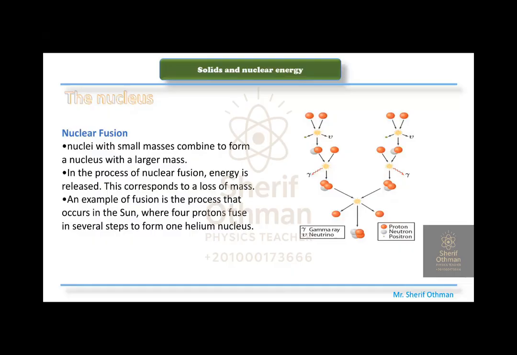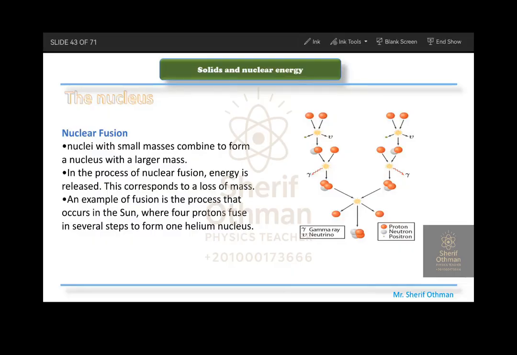Nuclear fusion is the merging of two nuclei to form a larger nucleus, which may be unstable after that. So in nuclear fusion, nuclei with small masses combine together to form a nucleus with large mass. In the process of nuclear fusion, energy is released. This corresponds to a loss of mass. An example of fusion is the process that occurs in the Sun, where 4 protons fuse in several steps to form a helium nucleus.